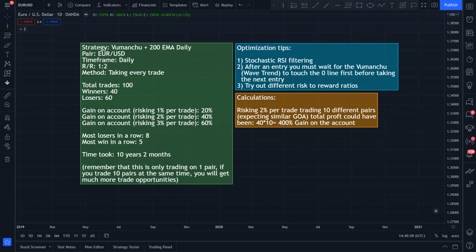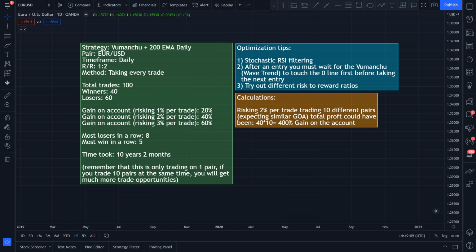After 100 trades on the Euro-USD pair, trading on the daily time frame with a 1:2 risk-reward ratio, we had 40 winners and 60 losses. The gain on the account risking 1% per trade is 20%, but if you risk more percent per trade, the gain on the account can go up significantly. Time took to complete the 100 trades was 10 years and 2 months, which sounds a lot, but remember, if you trade 10 different pairs, you can get 10 times more trading opportunities and potentially bigger gain on the account.